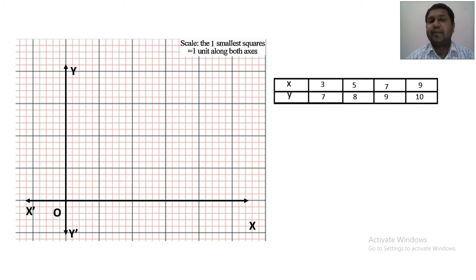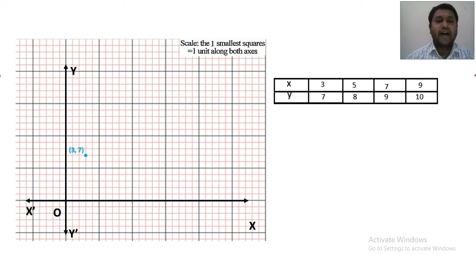So this is our table 1. From equation 1, you can see 3 comma 7 is in the first quadrant. Look here, from x equals 3 to 7, and this is 5 to 7. So look here, it is 3 comma 7.